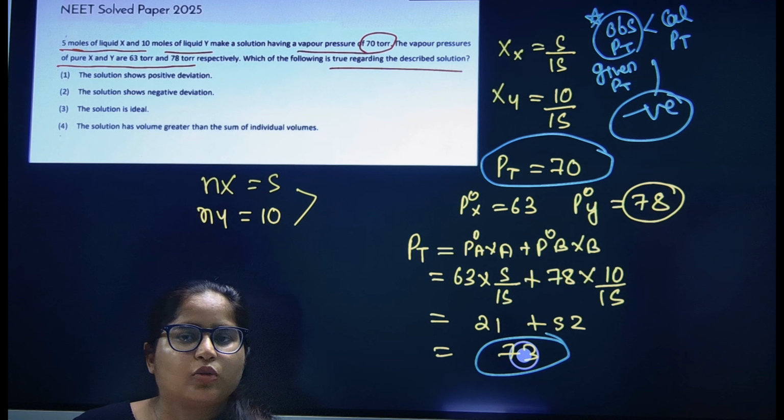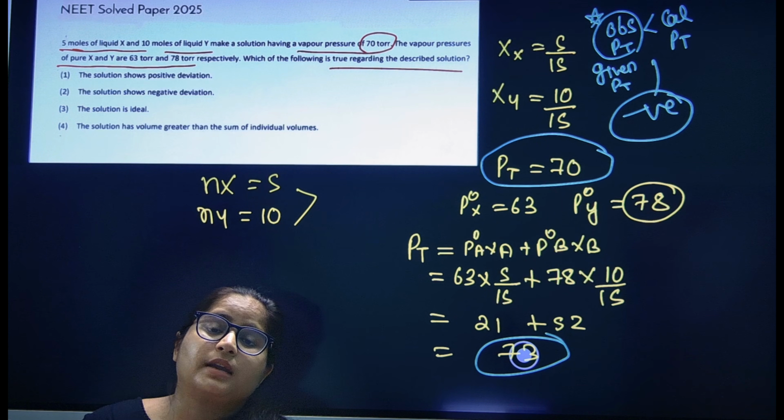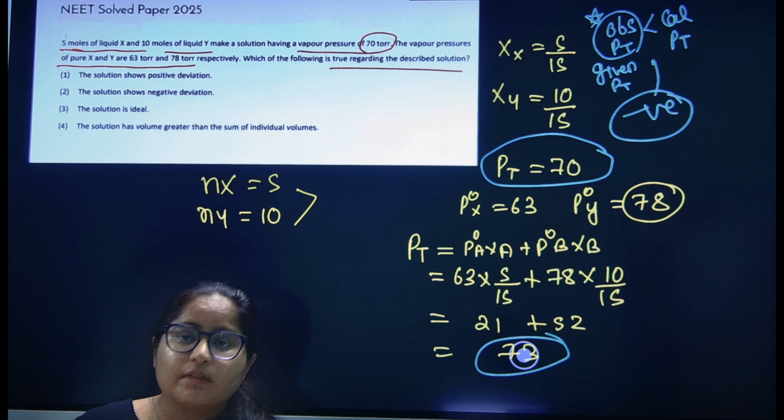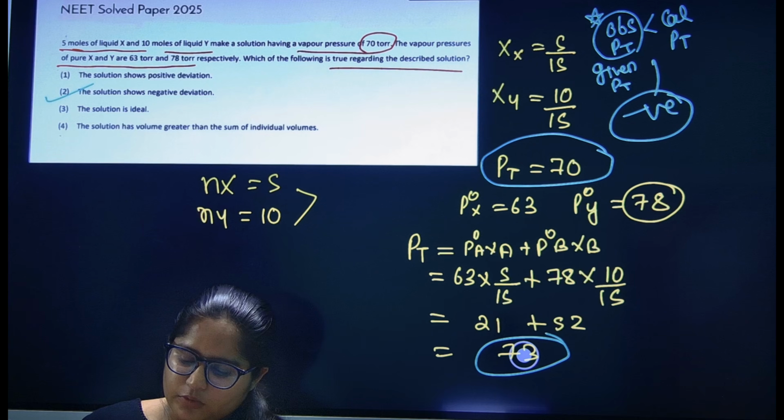So what is the concept? One more time, repeat with me. You should not forget hereafter. Given vapor pressure less than calculated vapor pressure, then we will say negative deviation, option number 2. Now let us move to the next question.